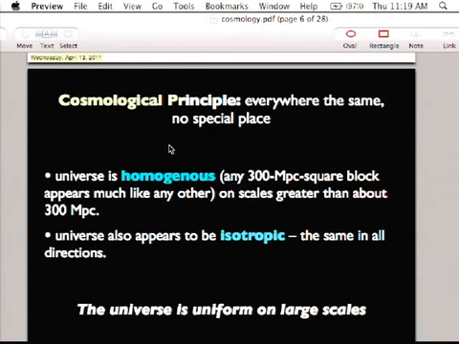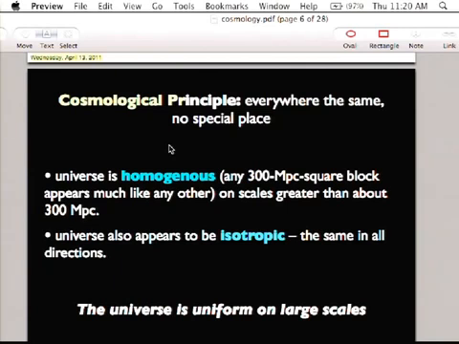In the local universe, it looks very anisotropic and not homogeneous. But if we go further, if we consider very large scales, then on large scales the universe is homogeneous. We learned the velocity dispersion of a cluster is about 1,000 kilometers per second, so we should go beyond that scale. At about 100 megaparsec scale, the universe looks homogeneous.